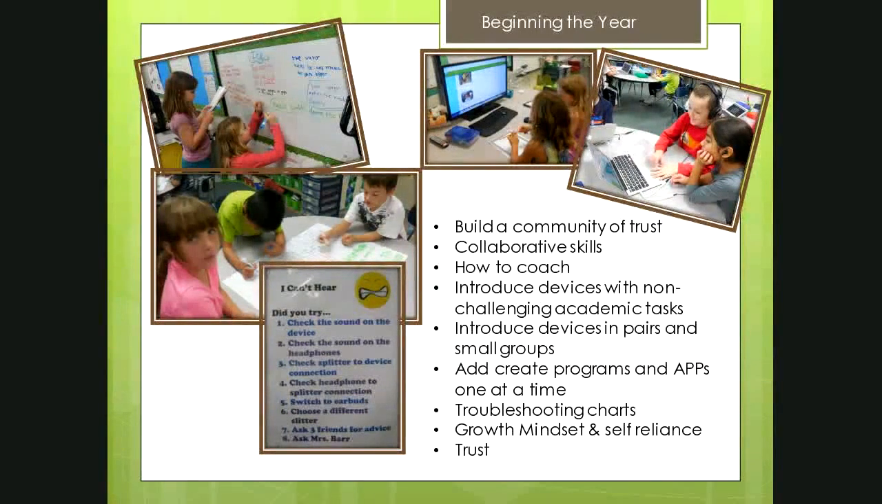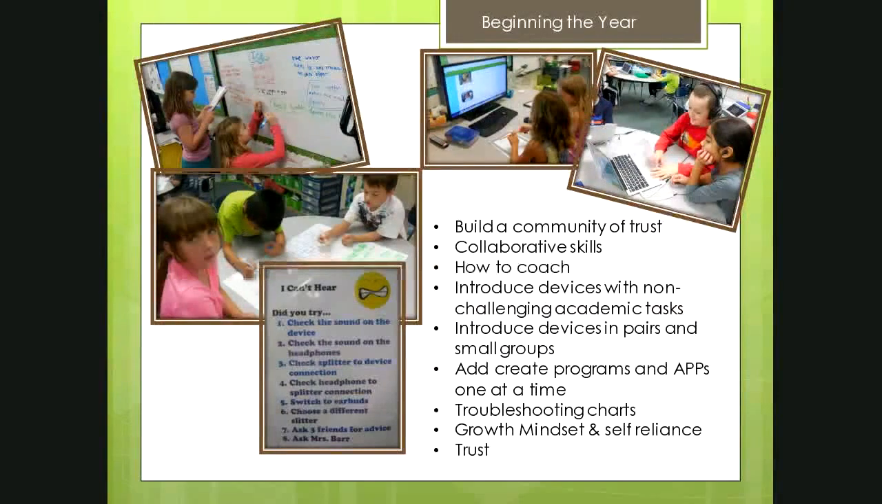And then I would introduce the devices with non-challenging academic tasks, so that as they played with the devices and learned with the devices before I asked them to do the serious work, they had an opportunity to explore and get all that out of the way before I asked them to do the serious work with those devices.